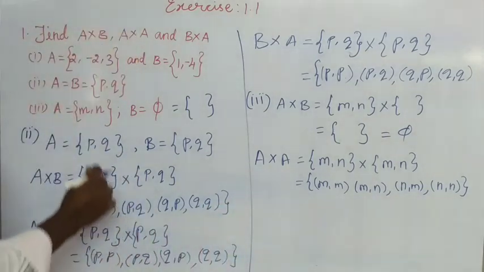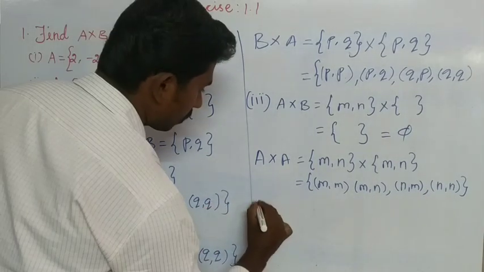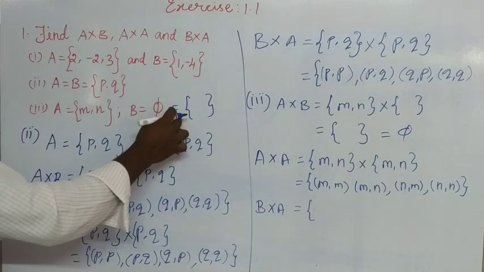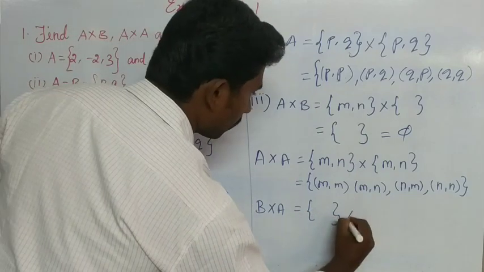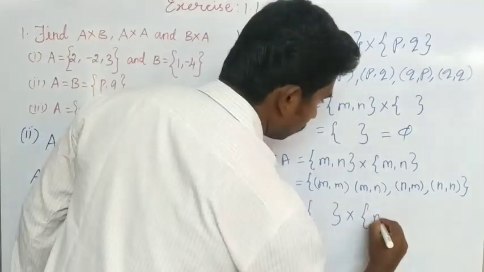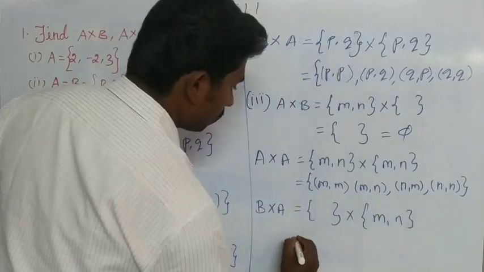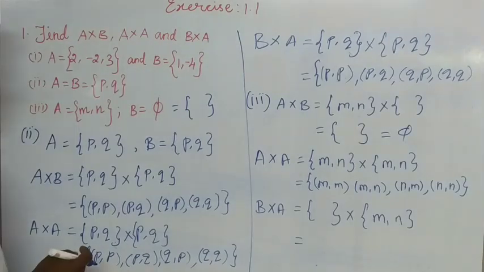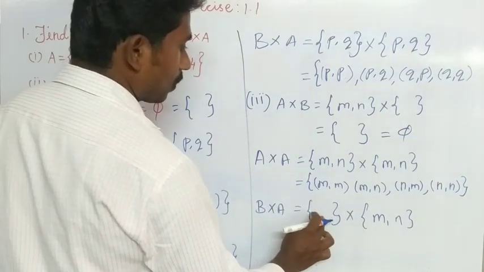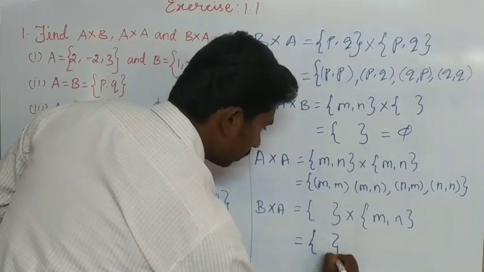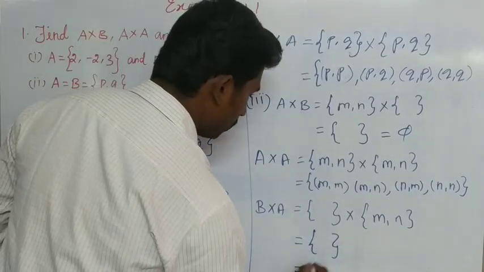Next, finally you have to find B cross A. B cross A is equal to, first we have to write the elements of B. There is no element in the set B, so that is null set. Cross the elements of A. The elements of A are {M, N}. So if we need the Cartesian product for any two sets, both the sets must be non-empty, but there is no element in the set B, so we cannot make the Cartesian product. There is no result for B cross A, that is null set for the problem.